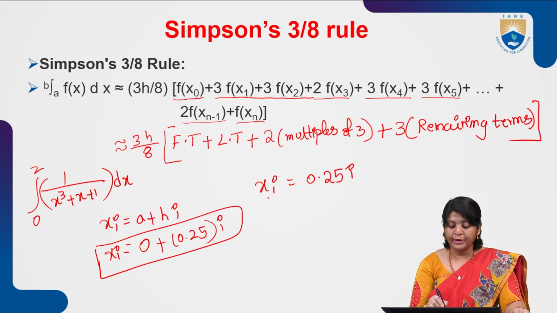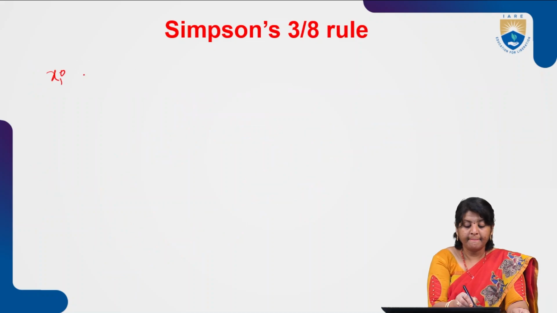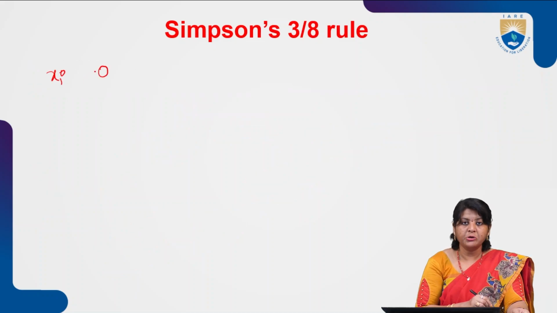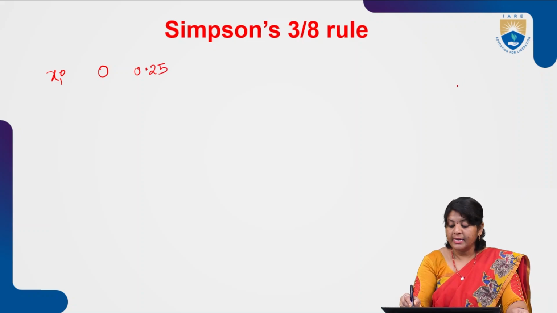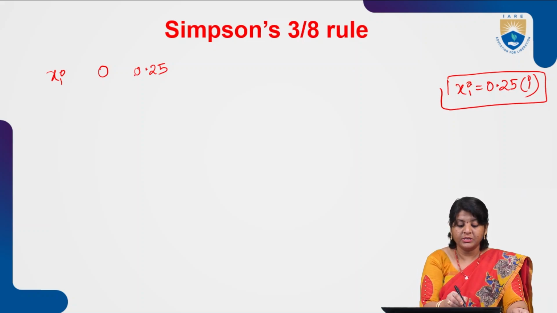0.25 into i. By using this formula, we will find out the xi values. Initially when i is equal to 0, xi is 0. When i is equal to 1, it is 0.25, because xi is 0.25 into i. This is the formula. Based on this formula, we will take the xi values. When i is 2, this is 0.5. When i is 3, 0.75. When i is 4, this is 1.